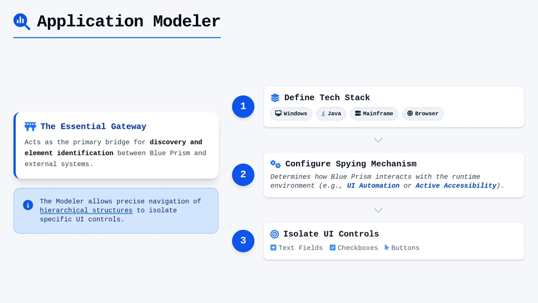For instance, selecting an active accessibility or UI automation mode for a Windows application provides a structured way to expose the document object model to your automation. Once the application type is specified, the modeler allows you to navigate the hierarchical structure of the target interface to identify and isolate specific controls, such as text fields, buttons, or checkboxes.